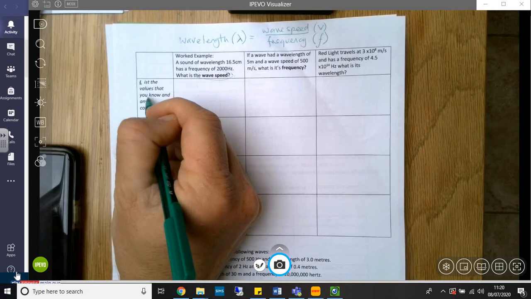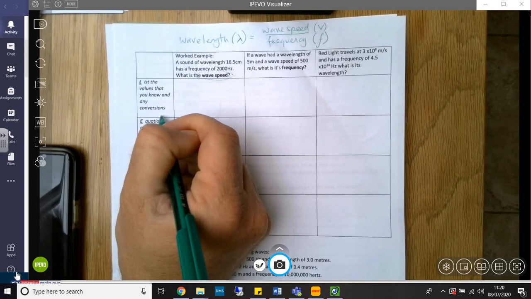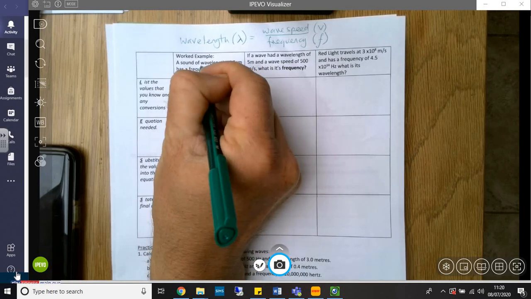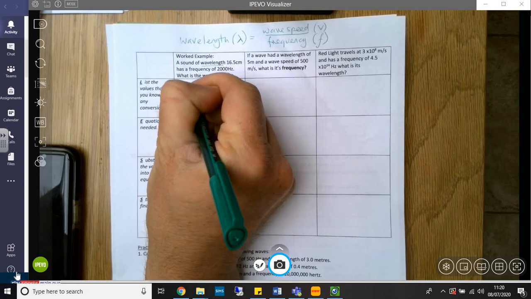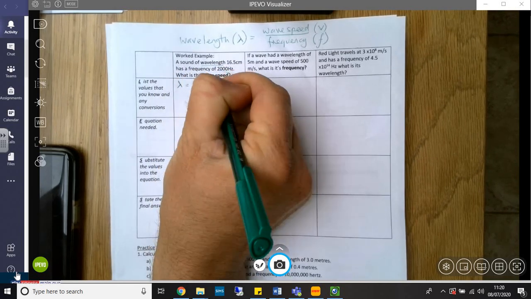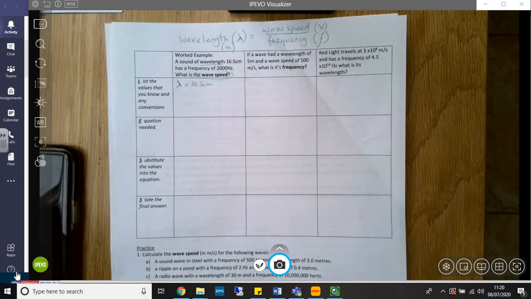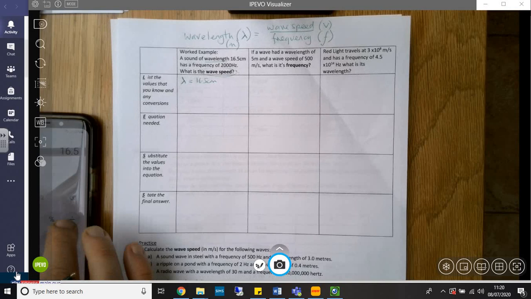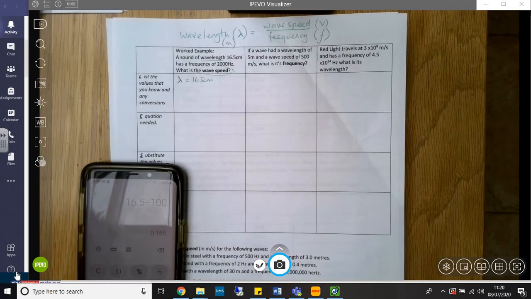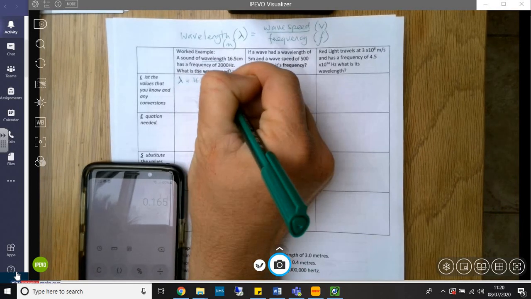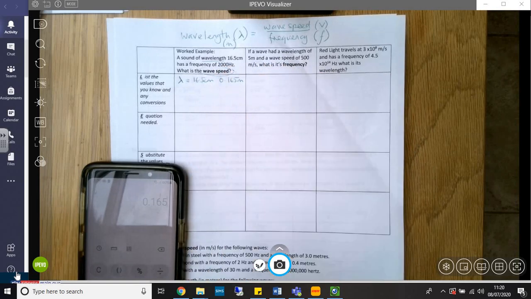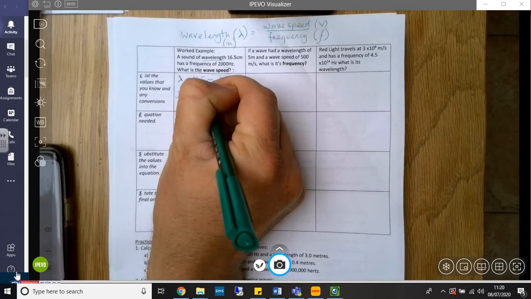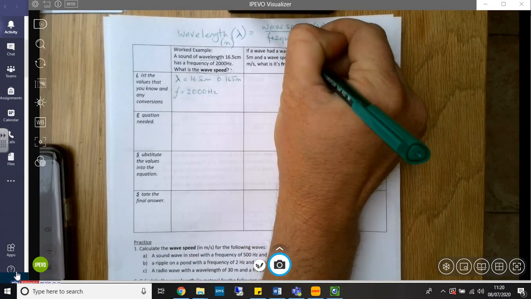First of all, I need to list the values that I know and any conversions, because I want to get them into the right units for this. So wavelength equals 16.5 centimeters. Now wavelength should be in meters, so I need to convert from centimeters into meters. 16.5 centimeters converted into meters gives 0.165 meters. The other thing I know is my frequency, which equals 2000 hertz, and that's fine because the unit that I want for frequency is hertz.